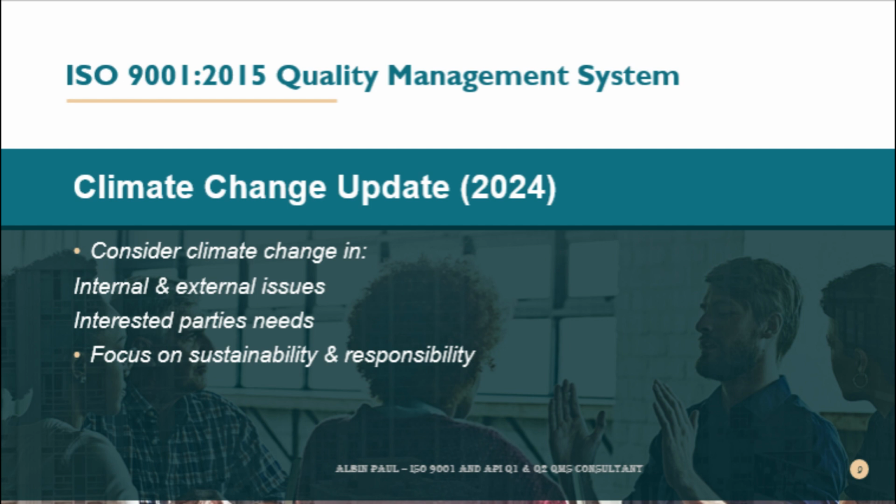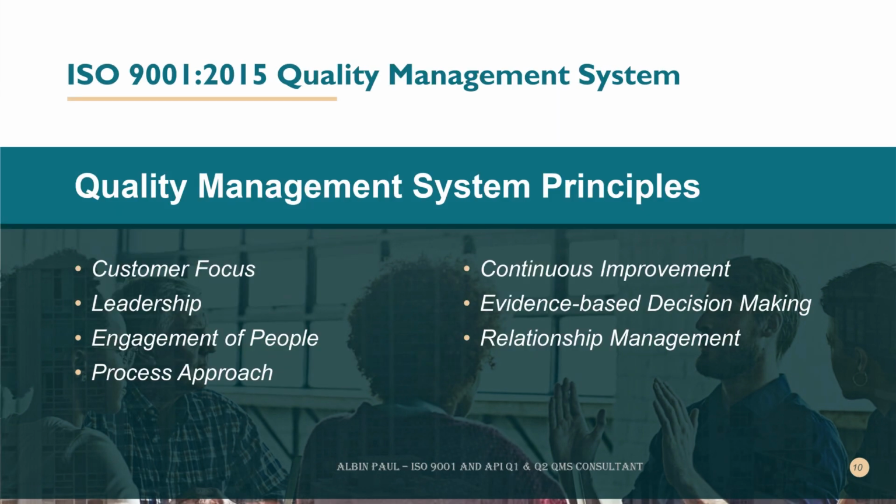Now let's quickly go through the quality management principles. This is the foundation of ISO 9001. The standard is built on the quality management principles. Earlier there were 8 principles, but now there are 7, after the merging of overlapping ones in 2015. These principles guide how a strong QMS functions.